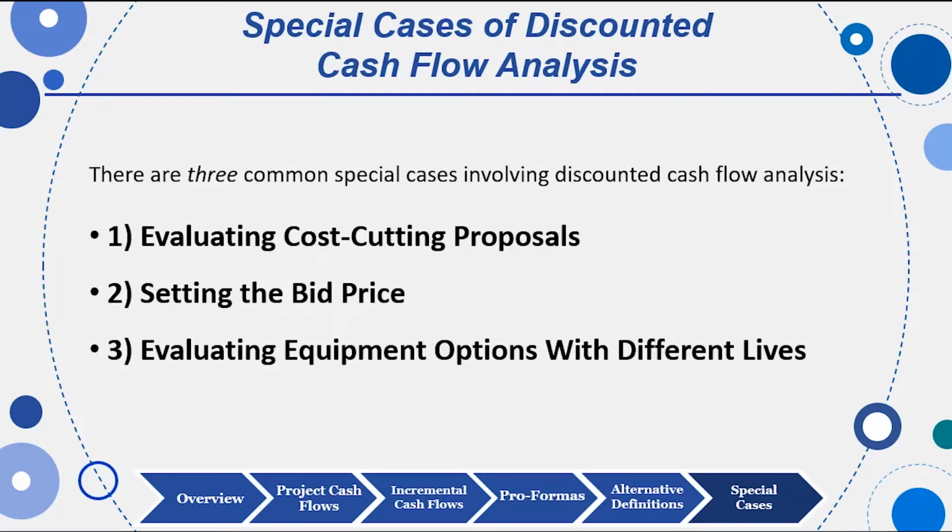How do I set the bid price if I'm a road builder, like locally Glen Baker or HRM? Those are two local road construction companies. How do I effectively set that bid price using this discounted cash flow analysis? Same process: income statement first, balance sheet second, statement of cash flows third. And how do I evaluate equipment with different lives? What happens if they have different costs and they last different amounts of time?